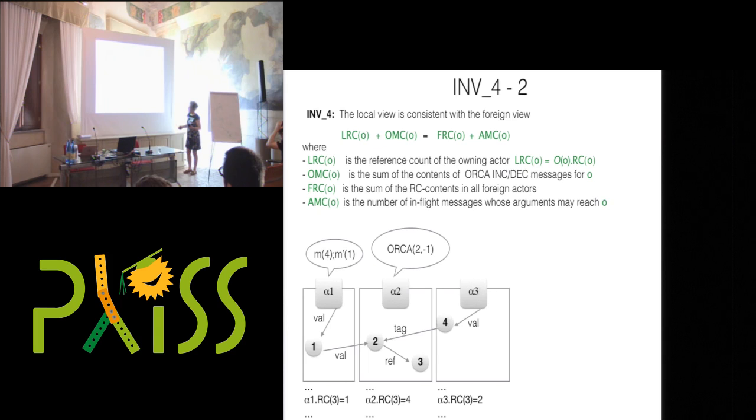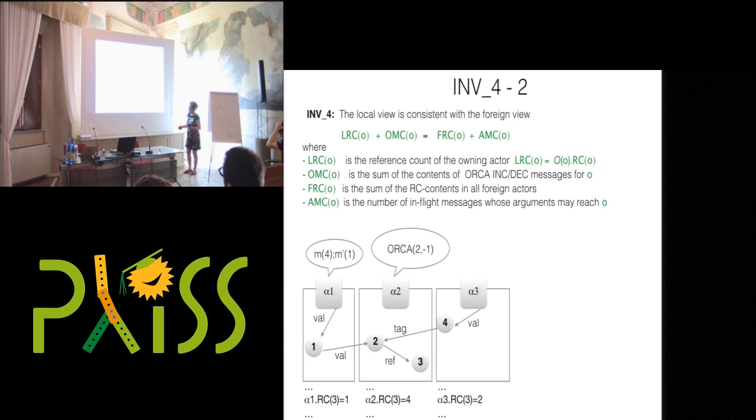So the local reference count of 3. This is easy, it is the reference count of the owner. The owner of 3 is 2, so the local reference count is 4. The ORCA message count, which is the sum of what is in the ORCA messages. Well, there is no ORCA message for 3. There is an ORCA message for 2, but that does not affect 3, so it's 0.